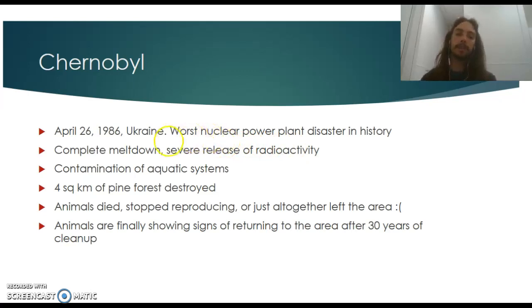So the meltdown happens when the cores get too hot, they overheat, and they start this reaction inside of the nuclear power plant that cannot be stopped, and then it eventually goes and goes and goes until there's no more energy left in that system, and that's heat energy, and that's going to release a lot of radioactivity into the system. So we had a lot of contamination of aquatic systems. 4 square kilometers of pine forest was destroyed, and that's just from the blast. Animals died, they stopped reproducing, or they just altogether left the area. This reproducing and dying is due to mutations from the radioactivity around the power plant.